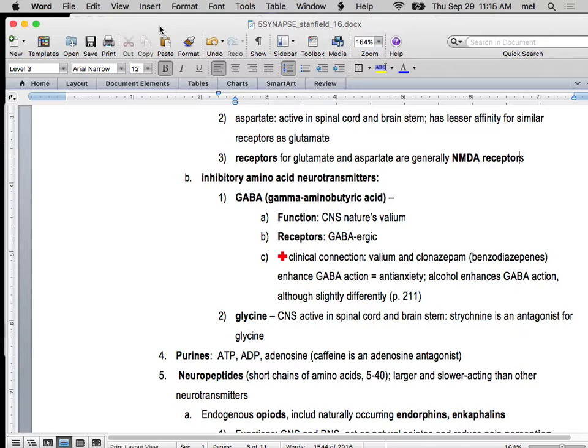Okay, so GABA and the benzos. Here's what happens with the benzos is that in this country they have started giving them as just sort of a daily medication. And I bet you know somebody who's taking Klonopin or clonazepam daily. Here's the problem with that. It is really, really dangerous.